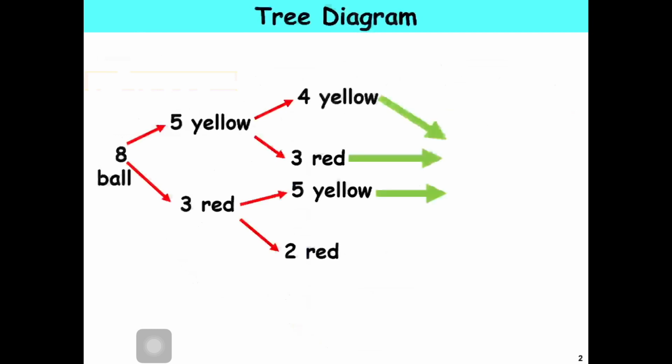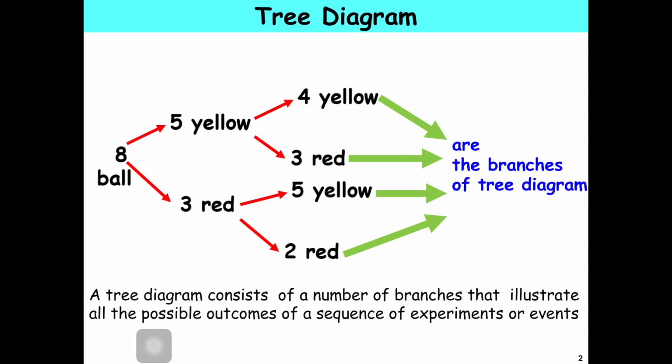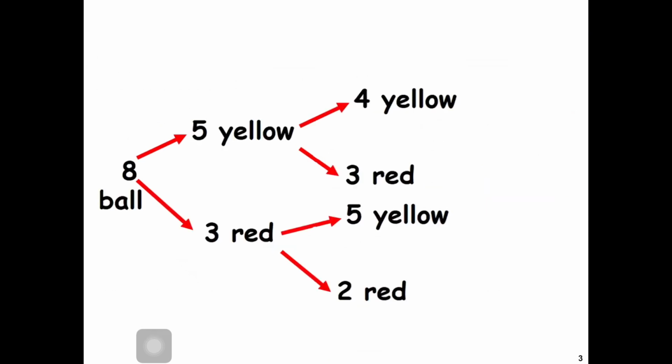So these 4 yellow, 3 red, 5 yellow, 2 red are the branches of the tree diagram. A tree diagram consists of a number of branches that illustrate all the possible outcomes of a sequence of experiments or events, where each event can occur in a finite number of ways. So this is your tree diagram.